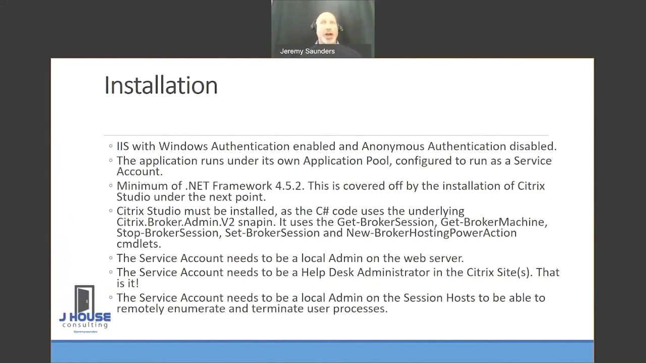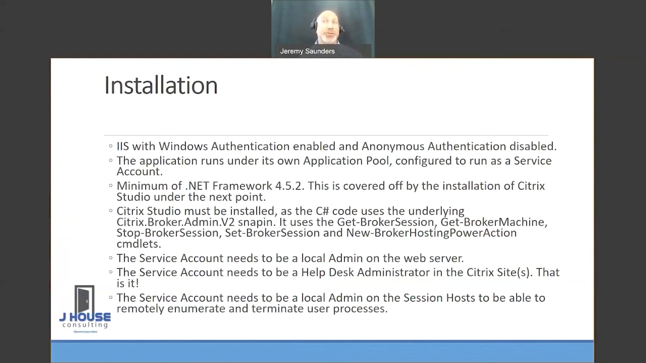It requires IIS with Windows authentication enabled and anonymous authentication disabled. That's important. The installation of IIS itself, I've got that document on my website, which I'll refer to in a minute. The application runs under its own application pool, which is configured to run under a service account. That's really important because that service account requires permissions in order to take those actions on your behalf or the user's behalf. It requires a minimum of .NET Framework 4.5.2 to be installed on the web server, but this is covered off anyway by Citrix Studio installation.